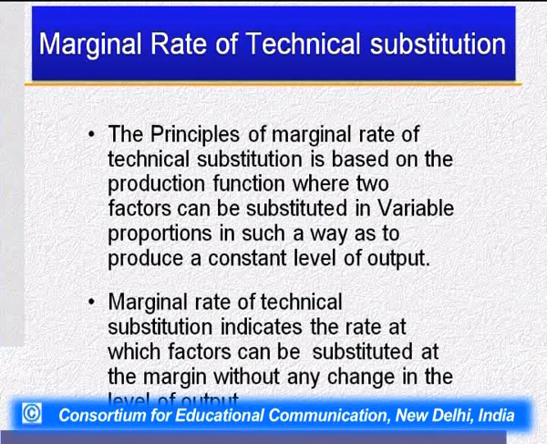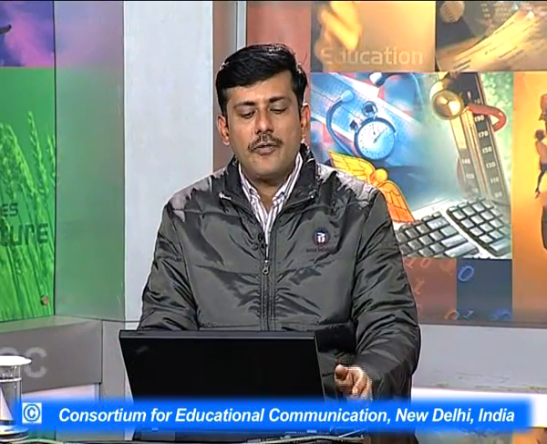So the principle of the marginal rate of technical substitution is based on the production function, where two factors can be substituted in variable proportion in such a way as to produce a constant level of output. So to keep the level of output constant, you have to increase one factor of production and decrease another factor of production in such a way. And what this rate is called is the marginal rate of technical substitution. So marginal rate of technical substitution indicates the rate at which a factor can be substituted at the margin without any change in the level of output.